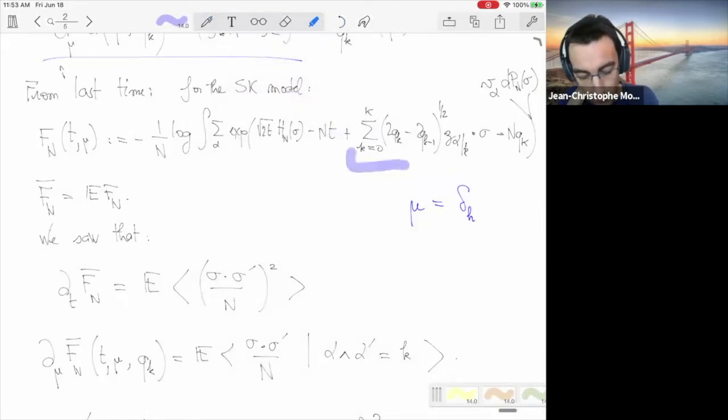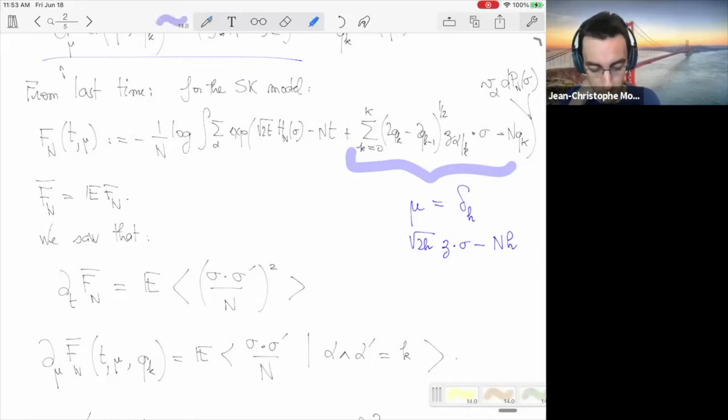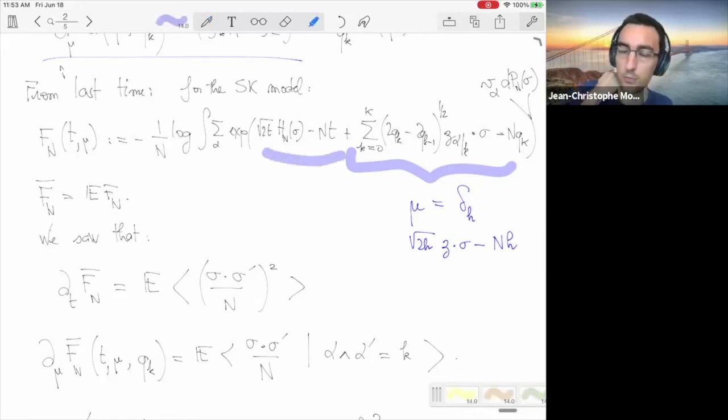If you set mu equals delta h, then this whole thing becomes square root of 2h z dot sigma minus nh. And now if you set h equals 0, everything disappears, and you're left with the stuff you really care about. So the stuff we really care about is obtained by setting mu equals the Dirac at 0.